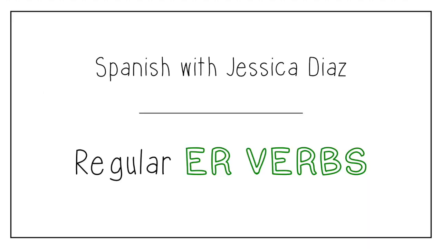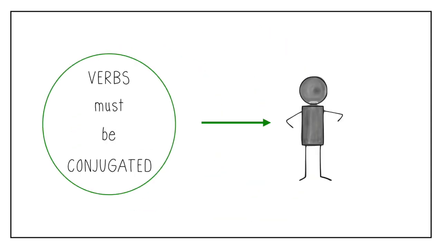Spanish with Jessica Diaz. Regular ER verbs. In Spanish, verbs must be conjugated to reflect the subject of a sentence. Regular ER verb conjugations follow the same pattern.